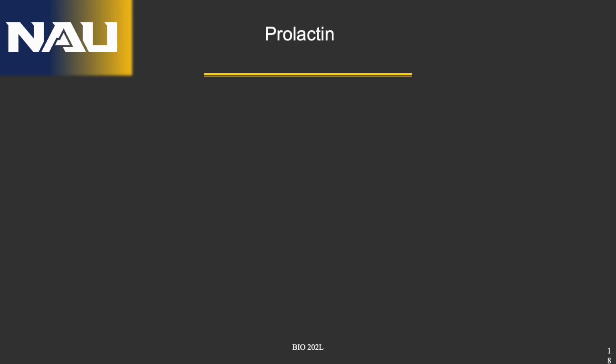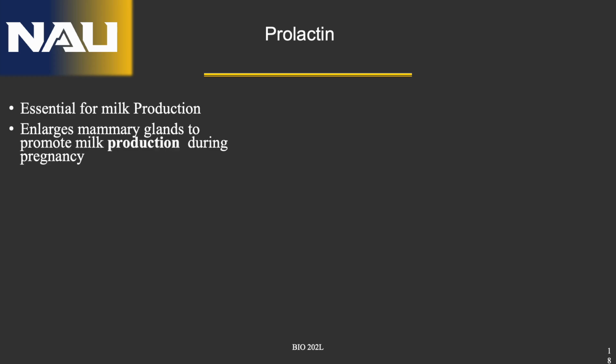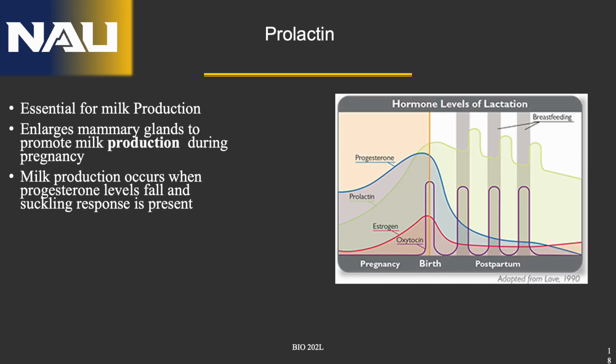Prolactin is a hormone produced by the anterior pituitary gland. It is essential for milk production in the mammary glands. Prolactin stimulates the mammary glands to produce milk and is also involved in breast development during pregnancy. Prolactin levels naturally increase during pregnancy and breastfeeding to support milk production.